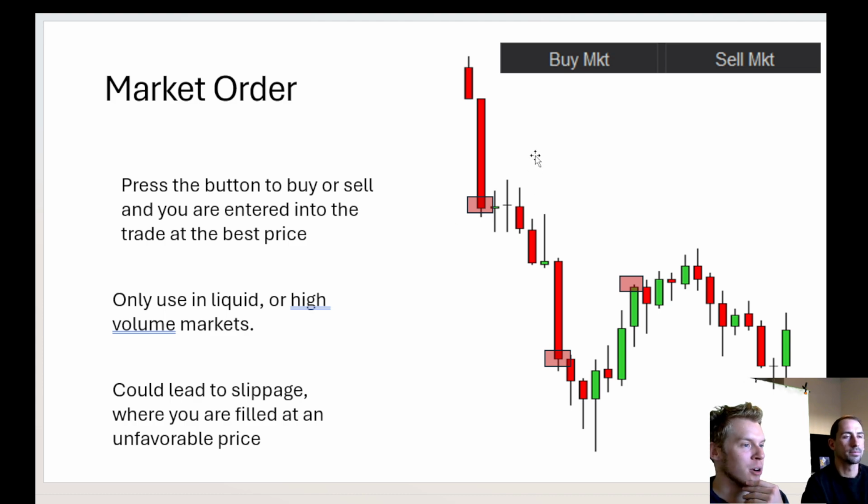So a market order will go ahead and just get you in at whatever price the market is at, which is fine if the market is liquid. But if the market is not very liquid, you could get an unfavorable price.